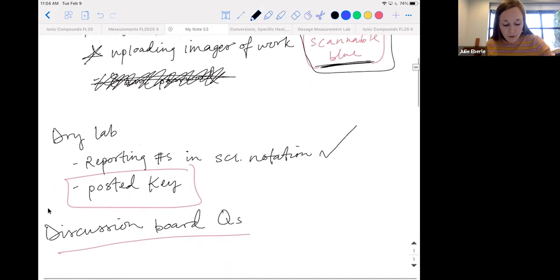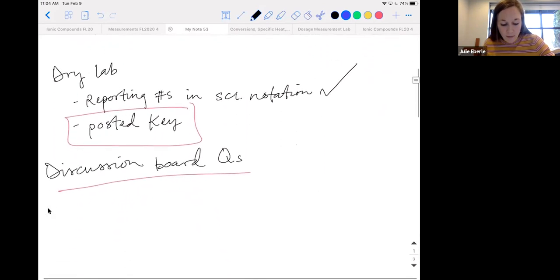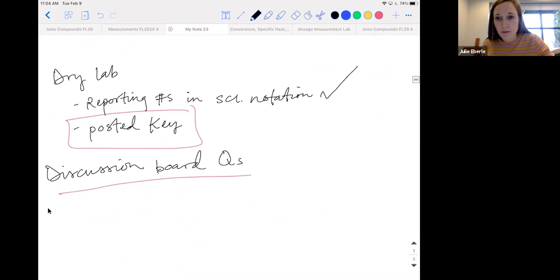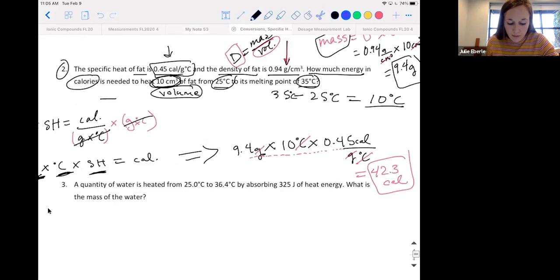Okay, dry lab. I want to talk about this really quick. I heard there was some confusion and discussion about reporting numbers in scientific notation. So I want to talk through that. That was a 3-point problem. By the way, before I jump over there, I posted the key. If you want to see how I worked out all the problems on the dry lab, I posted this to Blackboard. Okay, so you can get on and see that as well. It's in the labs folder. So let's go over here to the dry lab really quick.